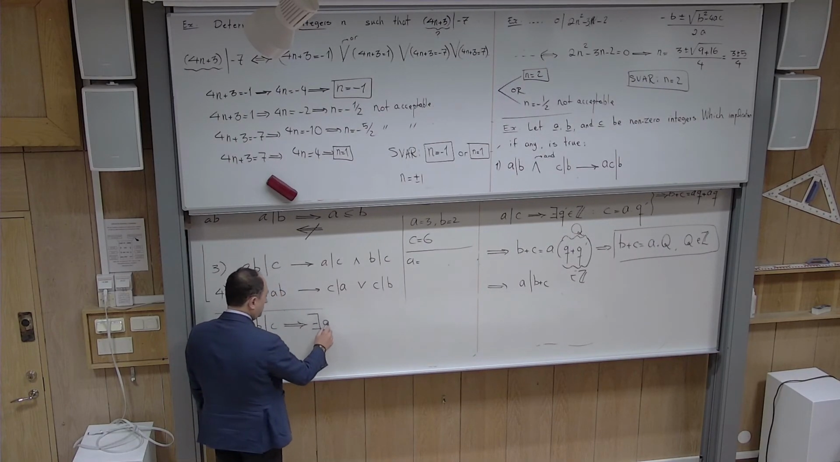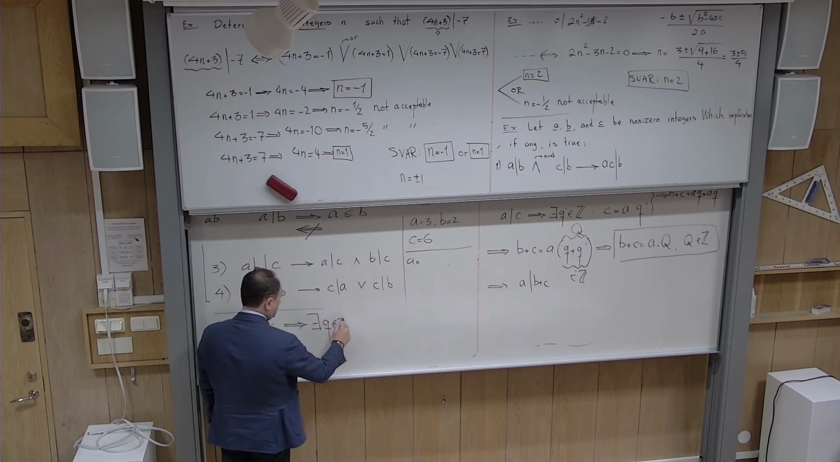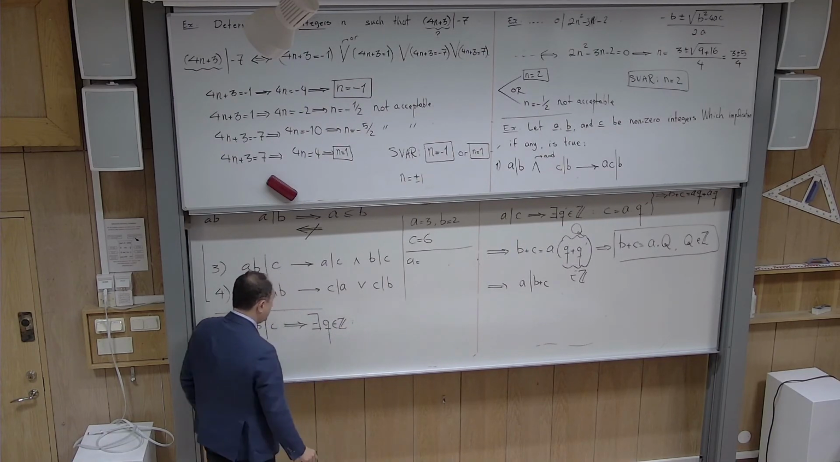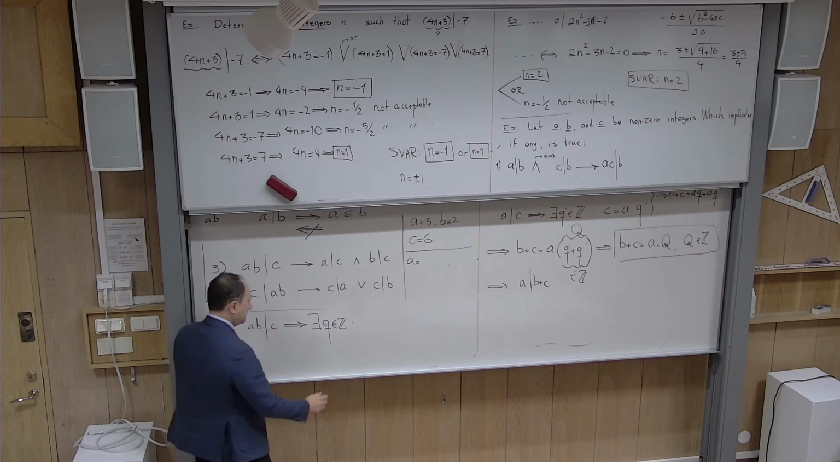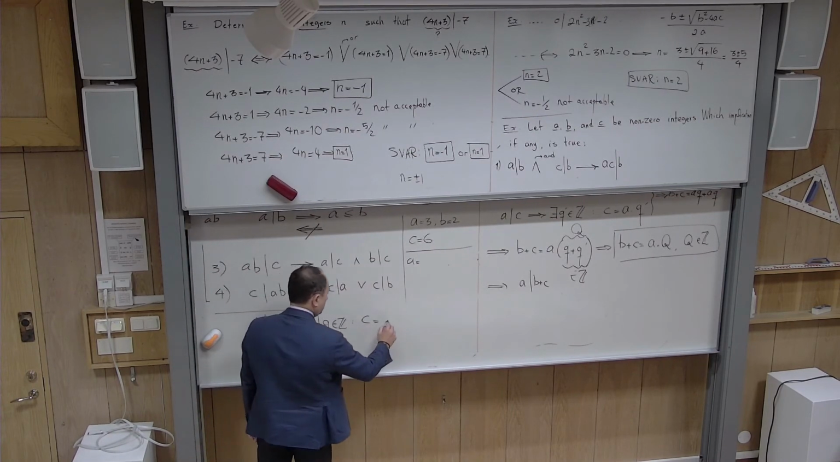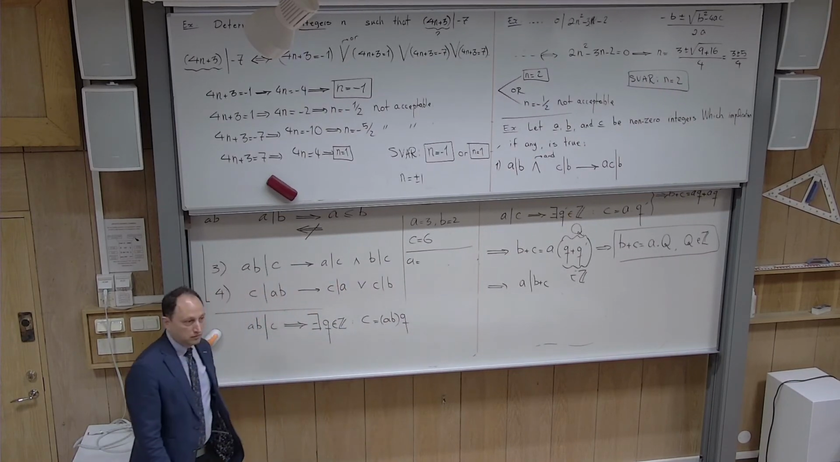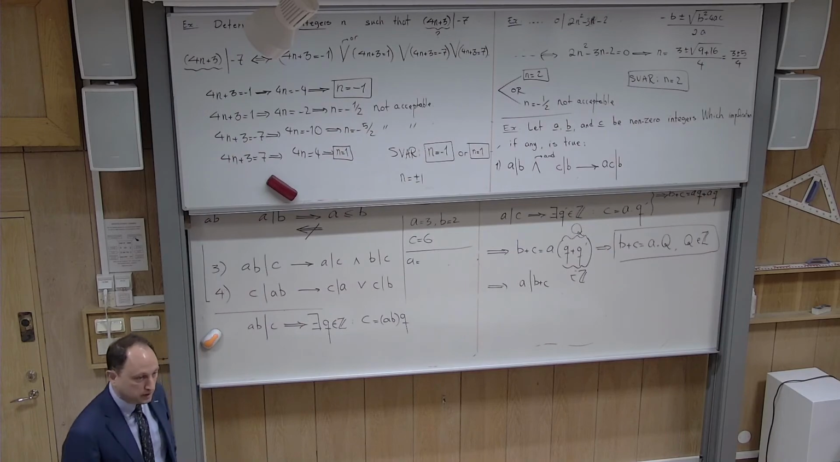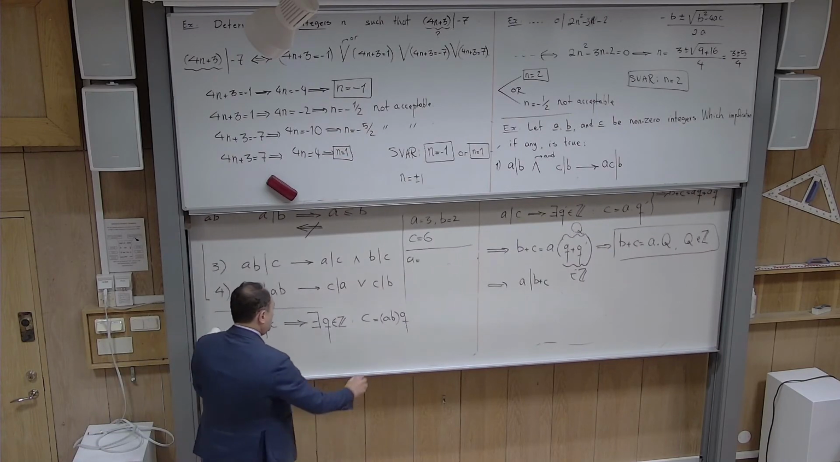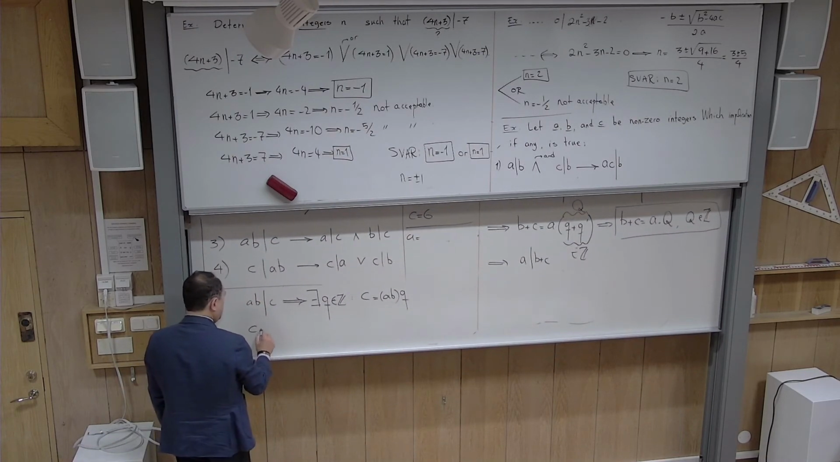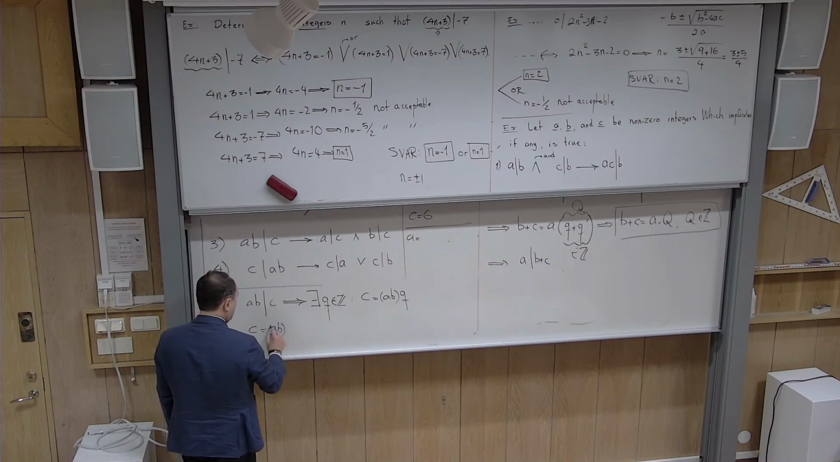A Q where? Belongs to Z. In Z, such that what happens? The number on the right is equal to the number on the left, which is this guy, multiplied by Q. This is what I know, yes? But you are telling me that C is AB times Q.